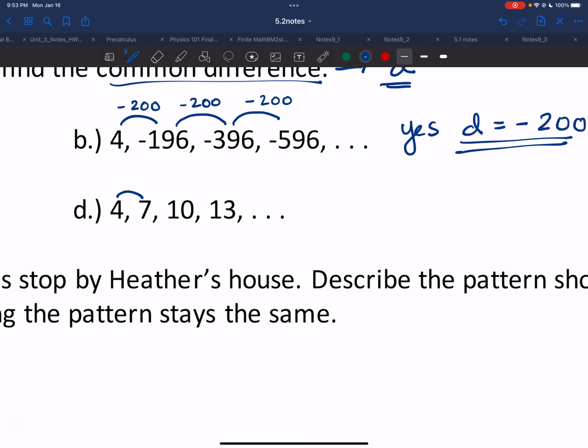All right, let's take a look at part D. To get from 4 to 7, that's plus 3. 7 to 10, that's plus 3. And 10 to 13 is plus 3. So yes, I can say this is arithmetic and that my difference is equal to positive 3. Now, typically, if it's a positive number, we don't really write the positive. So occasionally you might see me write a number without the positive. It just means it's positive.